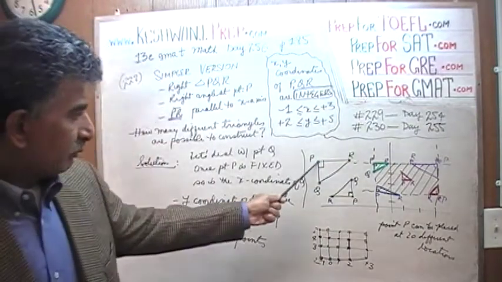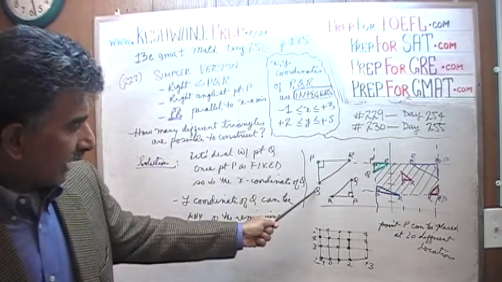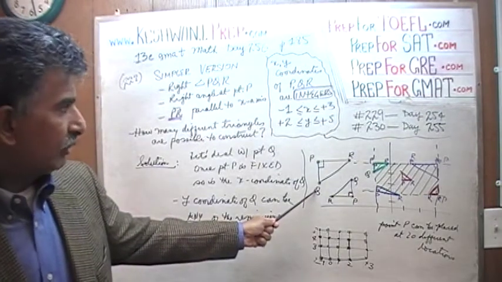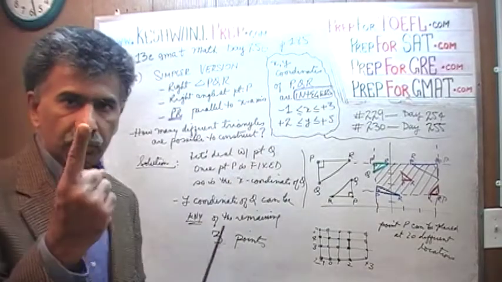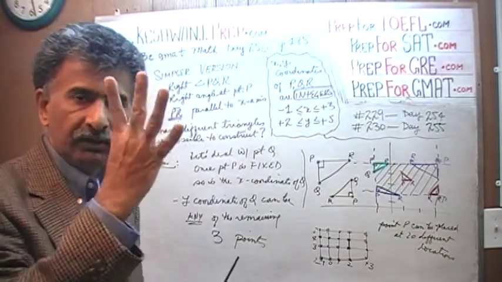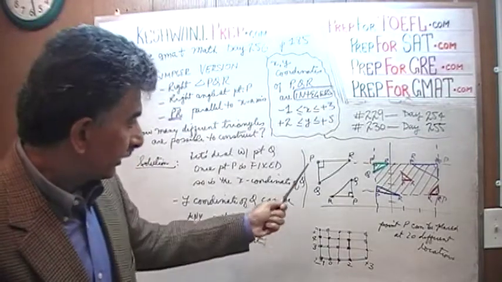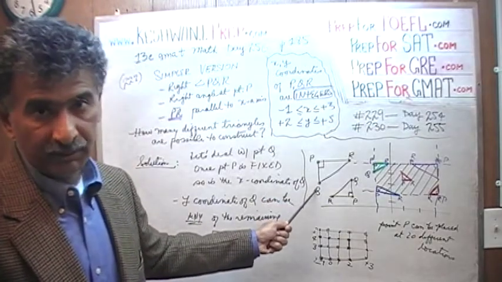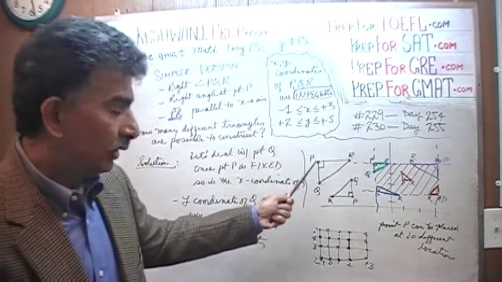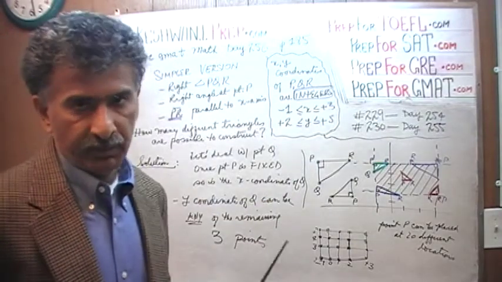Once you pick point P, the x coordinate of point Q is already fixed. How many choices do we have for the y coordinate? We had 2, 3, 4, 5. There are only 4 choices that we had to begin with. We have already used one of those y coordinates for point P. Obviously point Q cannot have the same y coordinate, because otherwise point Q will end up sitting right on point P. We won't have a triangle.